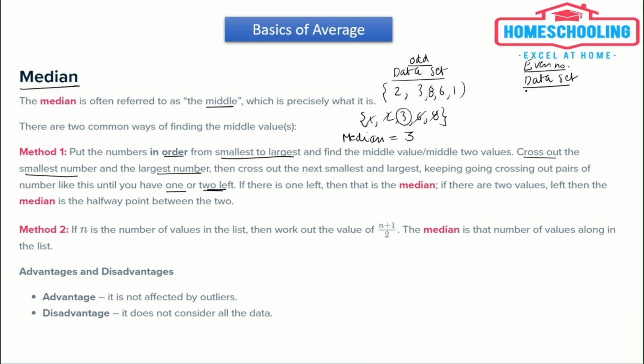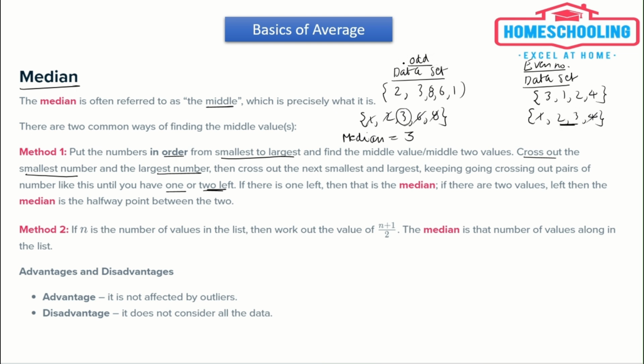But if we have an even data set, let's say 3, 1, 2, 4, and we rearrange them in ascending order, it is going to be 1, 2, 3, 4. To find the median, we will cross out the smallest and the largest number. And now we are left with two numbers in the middle.